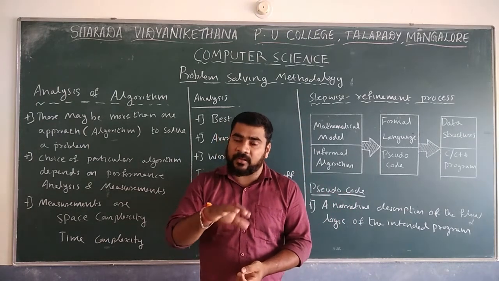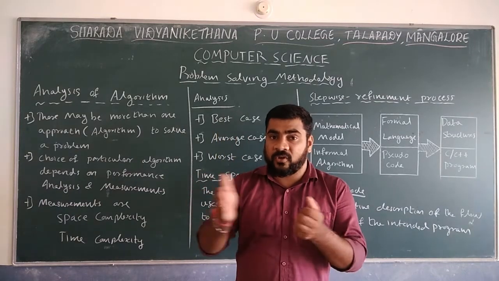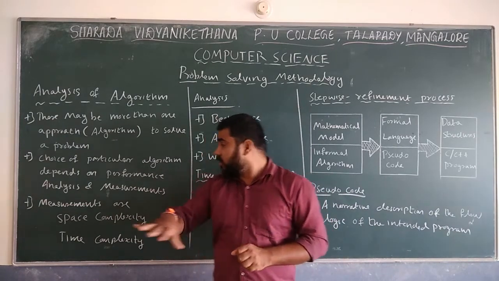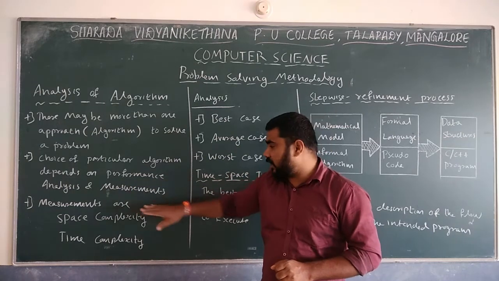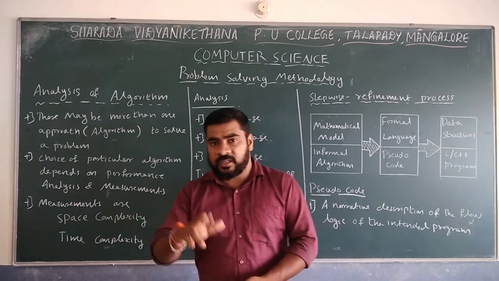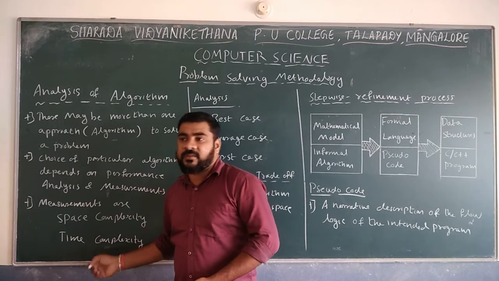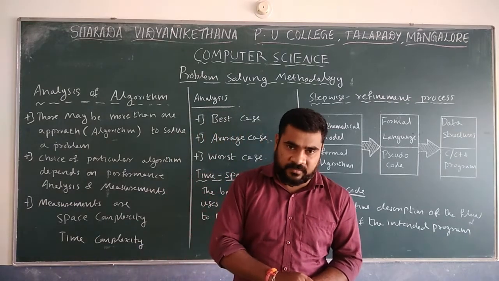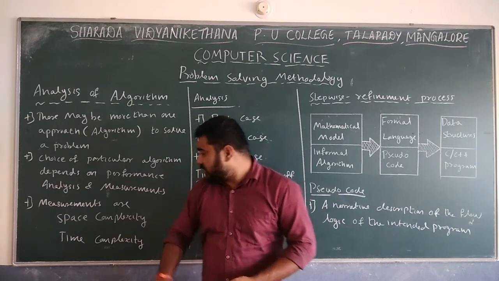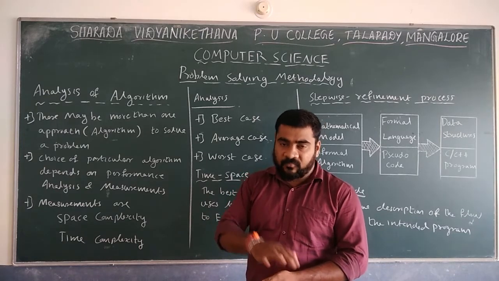If we are going to select a particular algorithm, for example, algorithm 1 and algorithm 2, there are two approaches, so we have to select which one is better, based on performance analysis and also the measurements. If you take an algorithm, mainly two measurements are available. The first one is space complexity, and the second one is time complexity. What is the space and time?